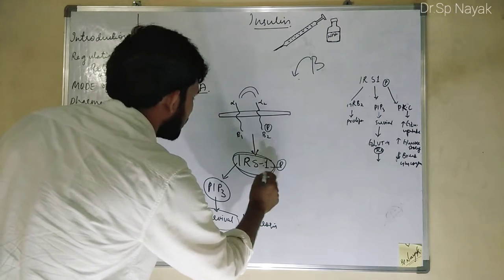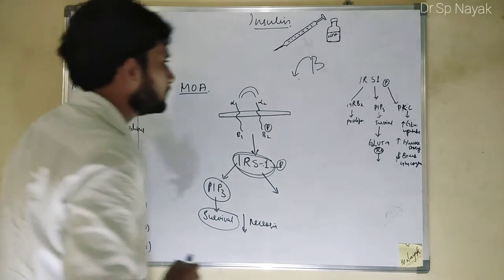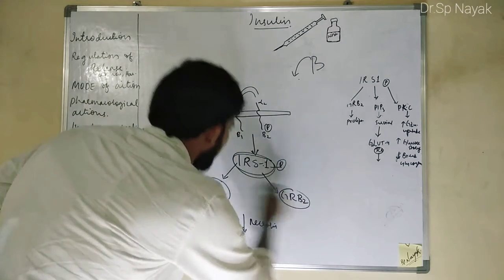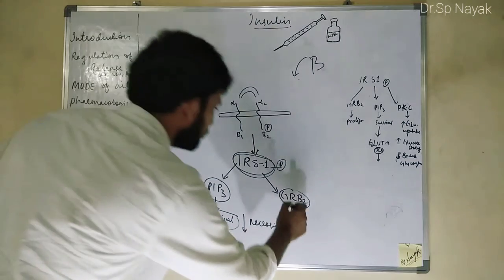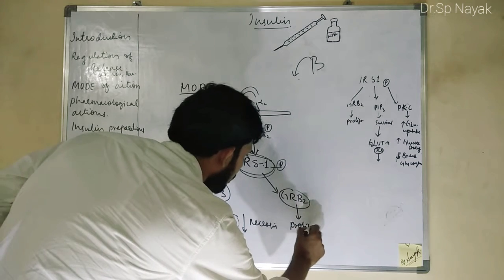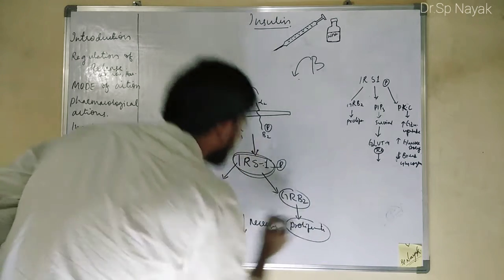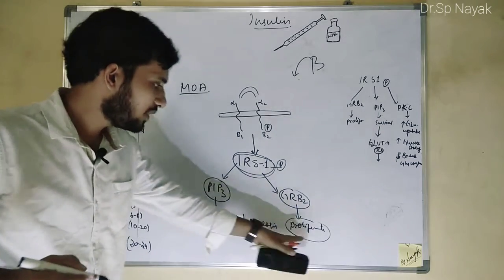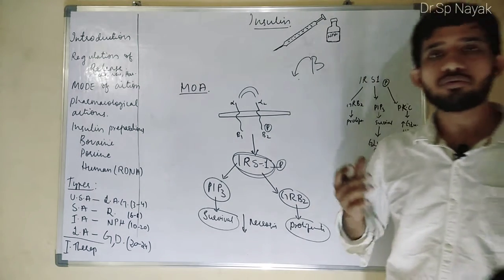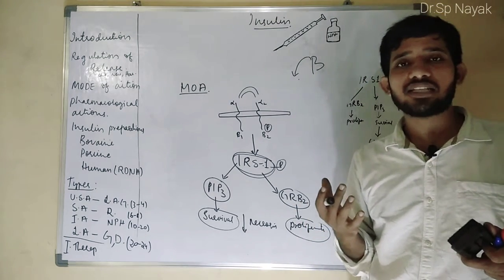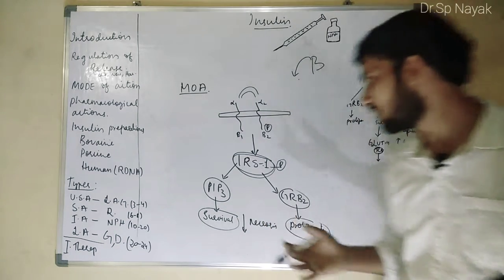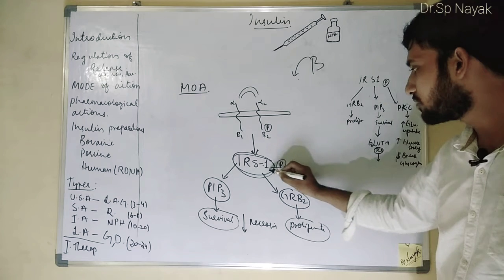And this IRS1 activates GRB2, which further helps in proliferation of the cell. So insulin activation is helping in cell proliferation. That means it is helping to regenerate or to increase the division of the cell. So it is increasing the proliferation of the cell. So this is another help of insulin.